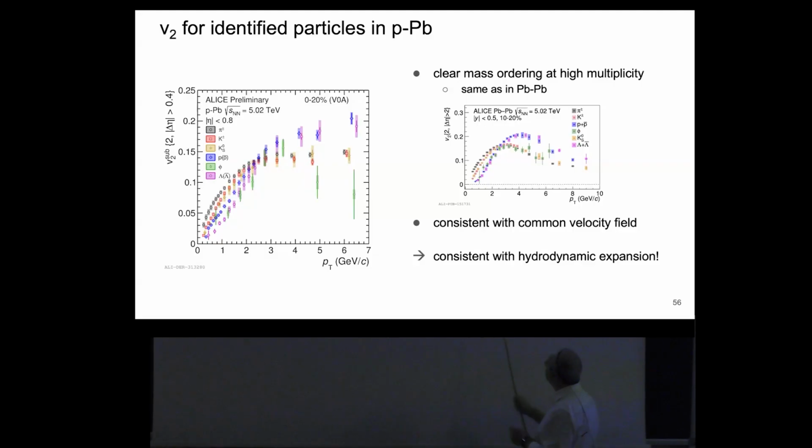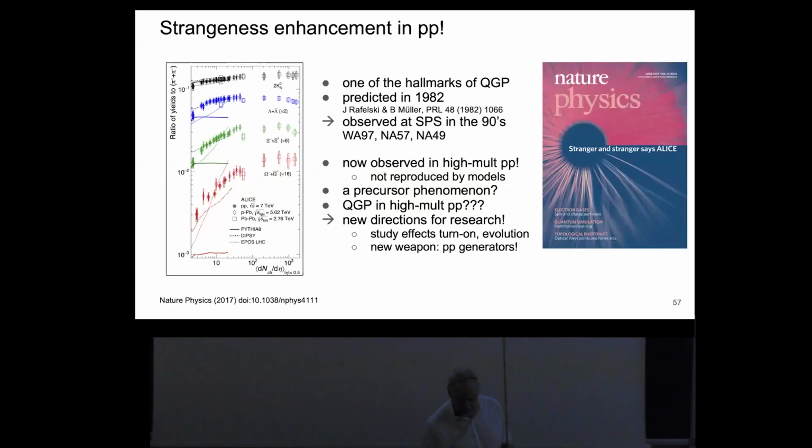So you have this decisive split, and you have exactly the same behavior for high multiplicity proton-proton collisions. So it looks like even in small systems at high multiplicity there's something going on. This is not the only thing that goes on. There is also strangeness enhancement in high multiplicity proton-proton and proton-lead collisions.